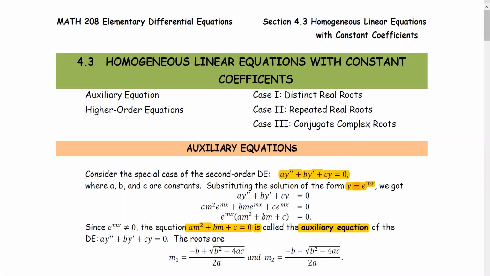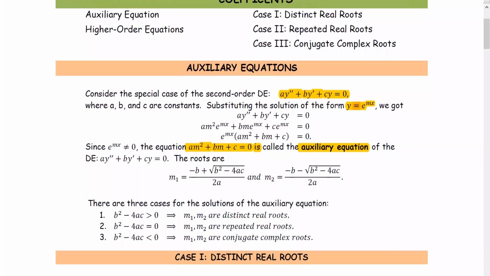Section 4.3, Homogeneous linear equations with constant coefficients. In this section, we will look at the process of how to find the solution of homogeneous linear equations with constant coefficients using the auxiliary equations, and three different cases of the solution that might occur: case 1, distinct real roots, case 2, repeated real roots, and case 3, conjugate complex roots. Also, find the solution of the higher order differential equations.